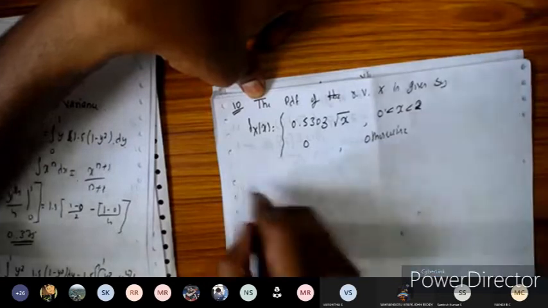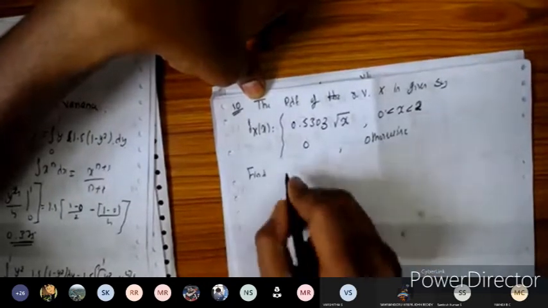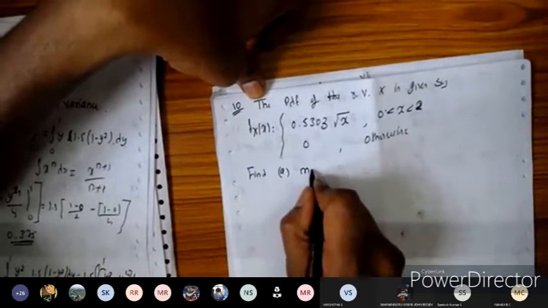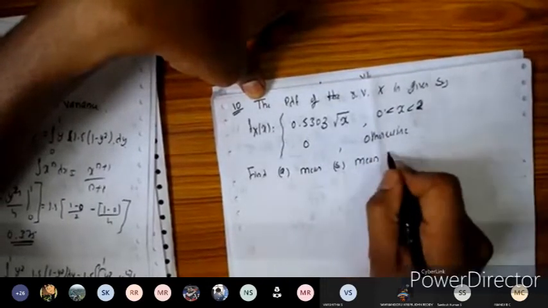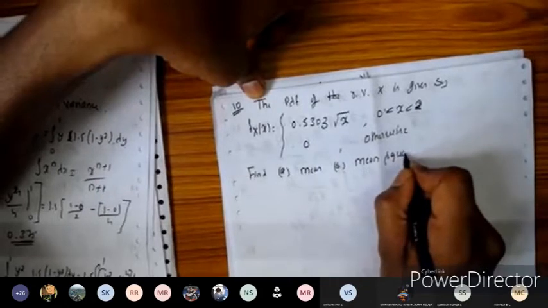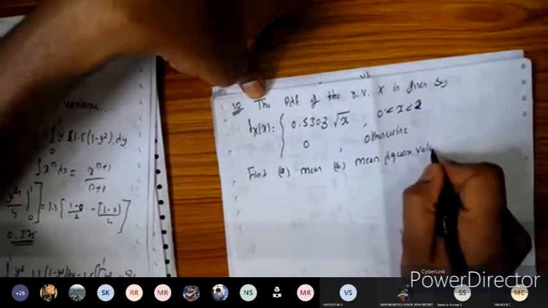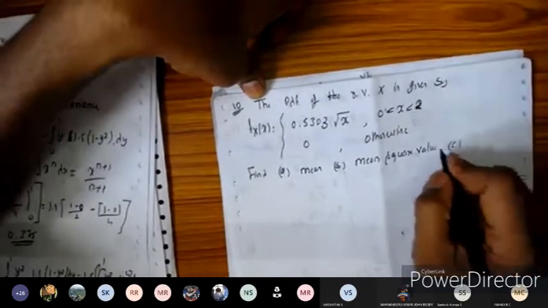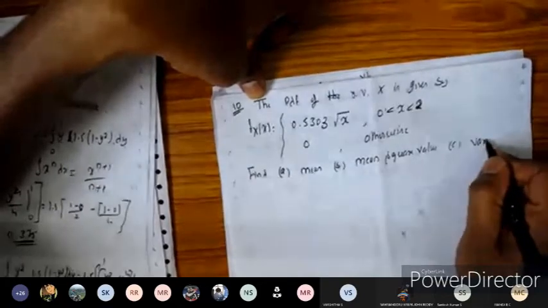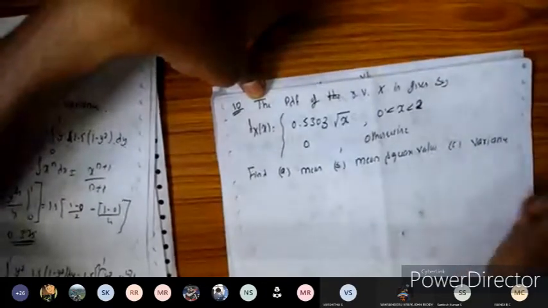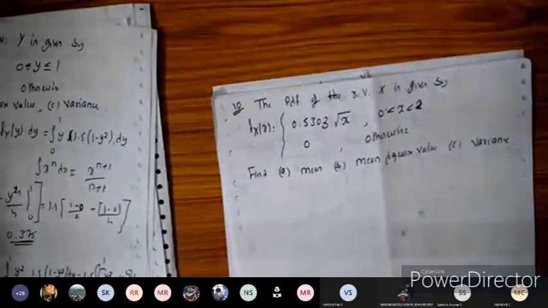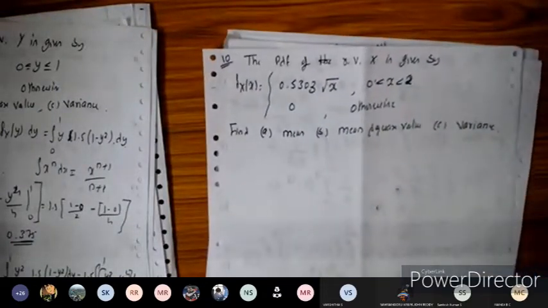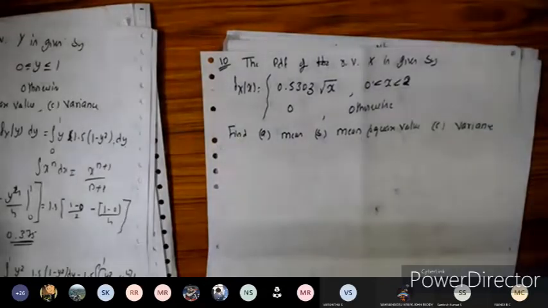Okay, find first one is mean, second one is mean square value, and last one is variance. Find mean square value and variance.